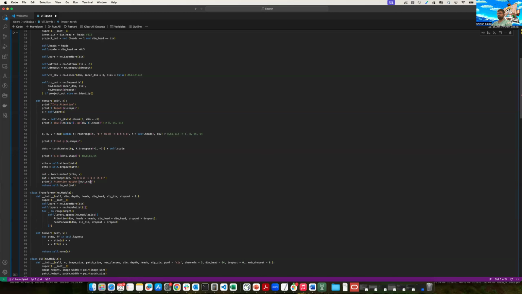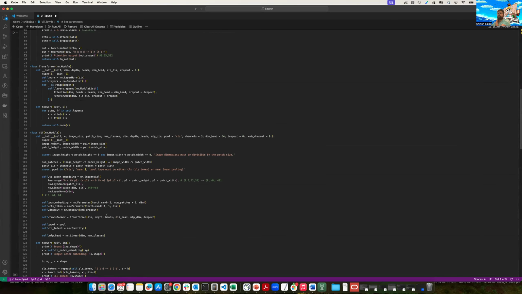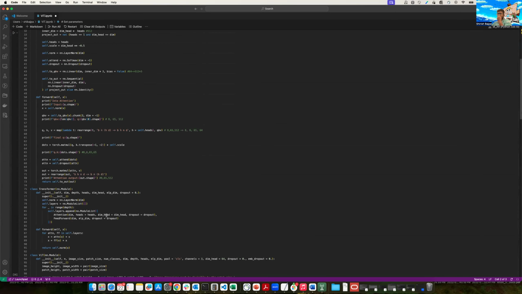Okay. So this will be b 8 cross n is 65 cross h cross d. So this will be 512. So attention will return us a representation for each image, 65 cross 512, the attention output, you see. Now this is what the attention model will return.